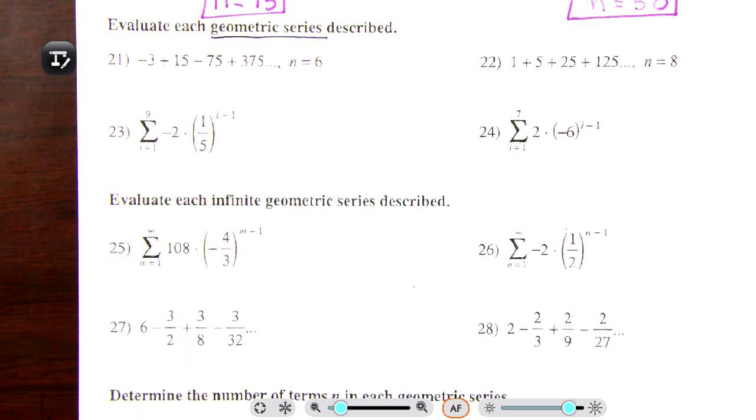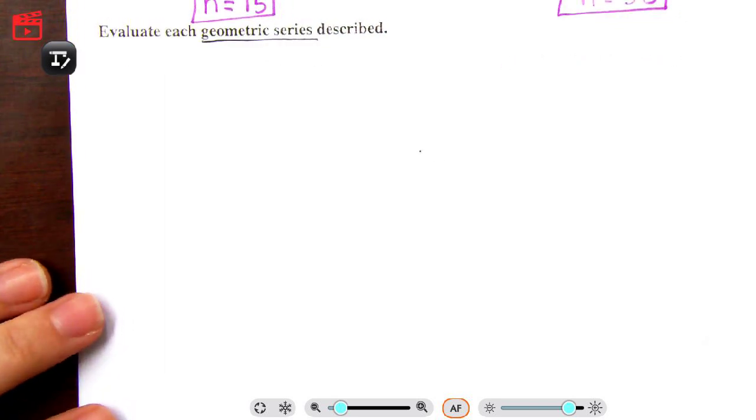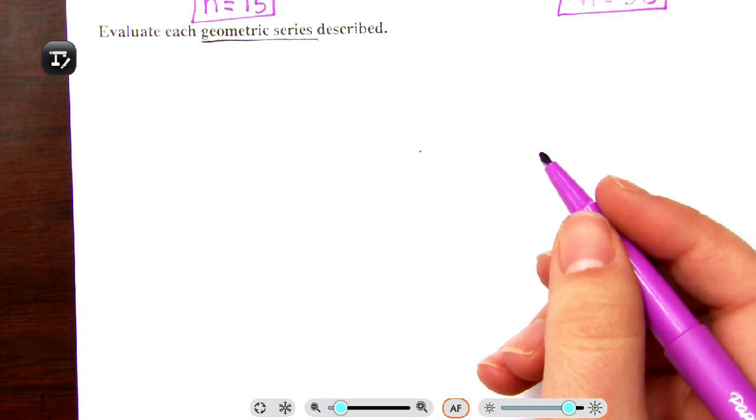Now it's super important that we pay attention to what type of series is given. For example, arithmetic has its set of formulas, geometric has its set of formulas. So since we're given a geometric series, we're going to play around with two different formulas.